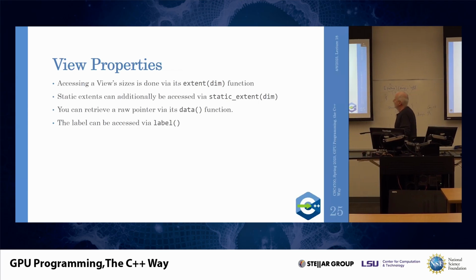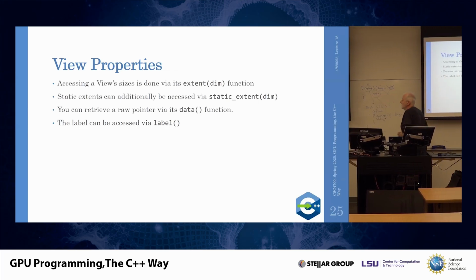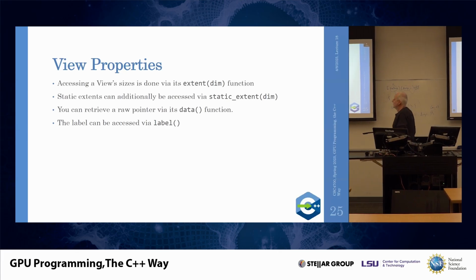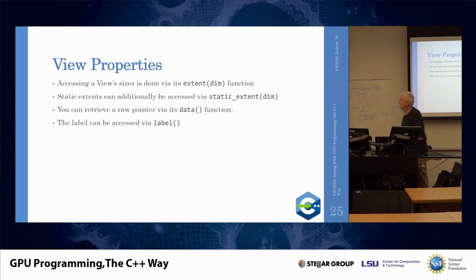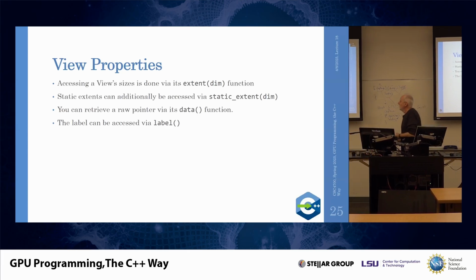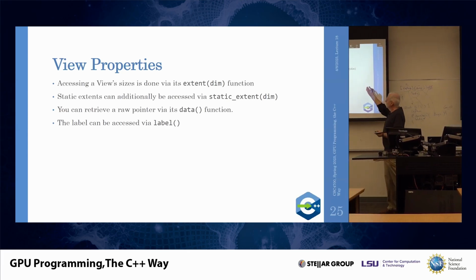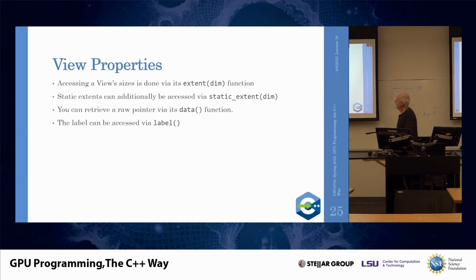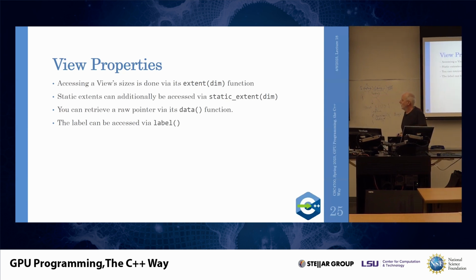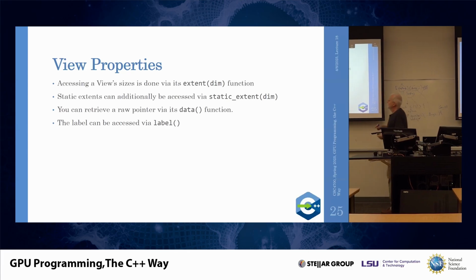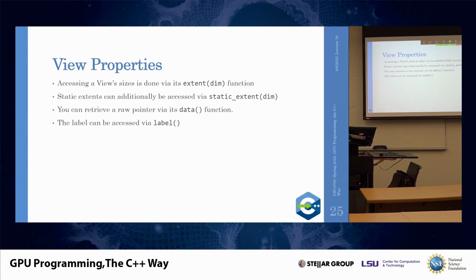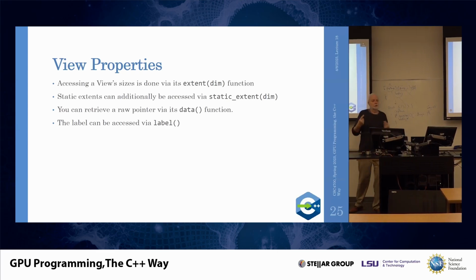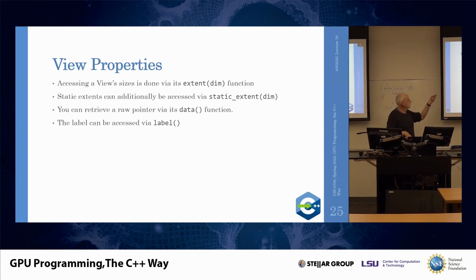Okay, so just to summarize, accessing a view size is done using a special member function, extent. You can access the size of compile time dimensions using the member function static_extent. You can get the raw pointer to the underlying data by calling data, which is very similar to standard vector. And you can access a label you assigned earlier to the view using the label function.